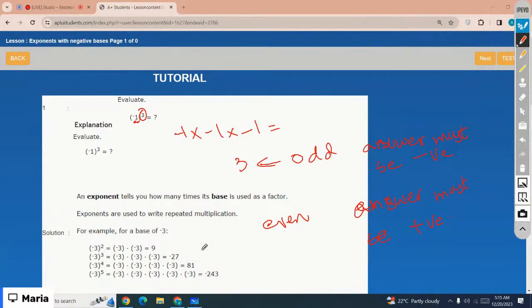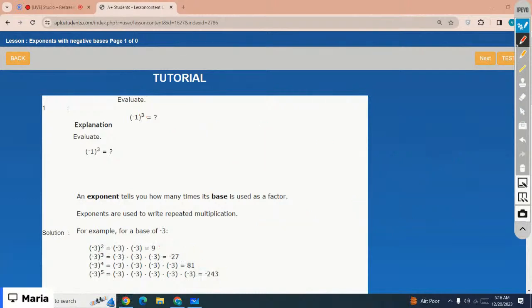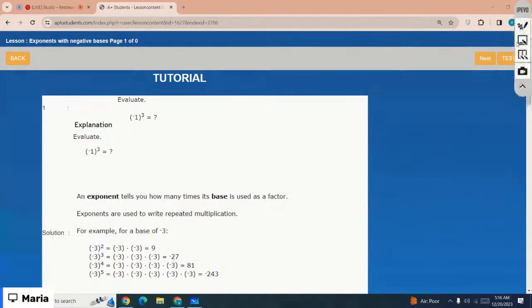You can see the examples here. 2 is an even number, answer is positive. 3 is odd, answer is negative. 4 is even, the answer is positive. 5 is odd, the answer must have a negative sign, right? So the important thing here is if the exponent is odd, answer must be negative, and if the exponent is even, the answer must be positive.